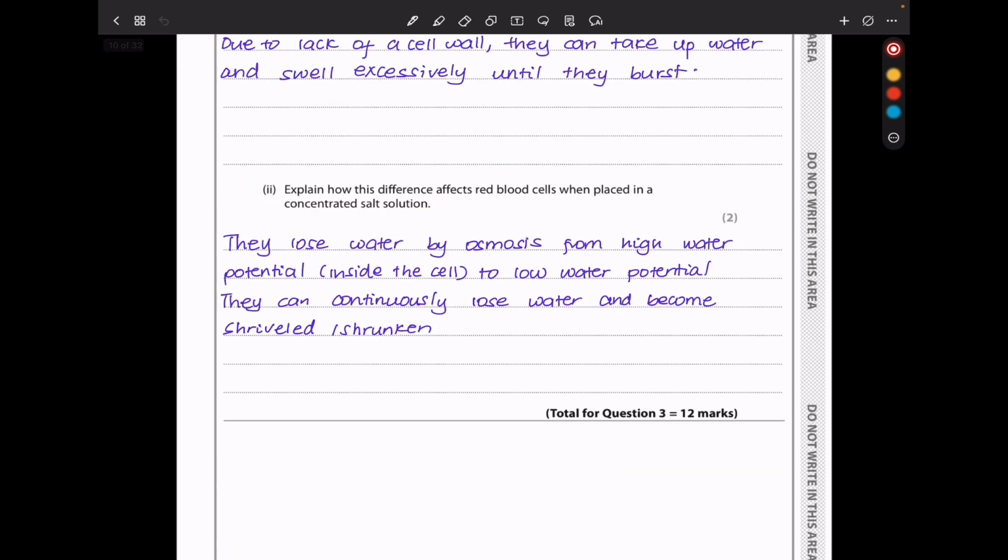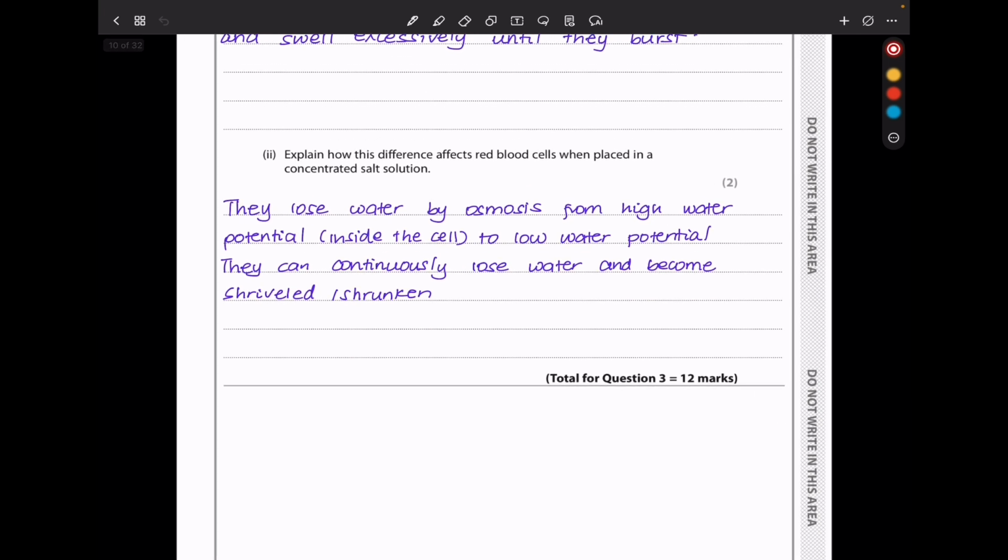And down here they say, explain how this difference affects red blood cells when placed in a concentrated salt solution. And again, when placed in a concentrated salt solution, they will lose water excessively by osmosis from a higher water potential, which is inside the cell, to a lower water potential, which is outside. And if they continuously lose water, they will become shrunken or shriveled. So this brings us to the end of question 3. Let's continue to question 4.